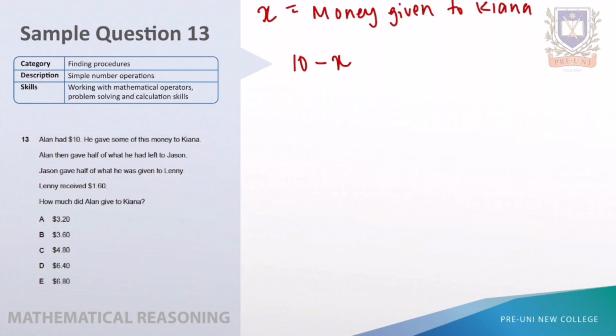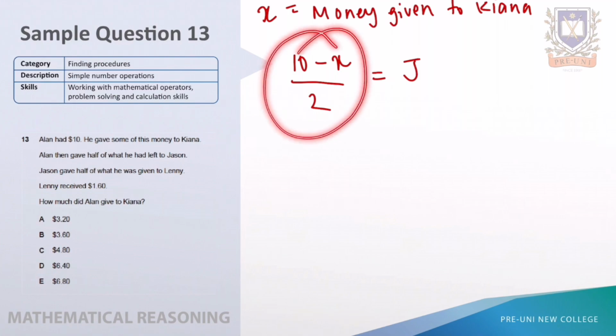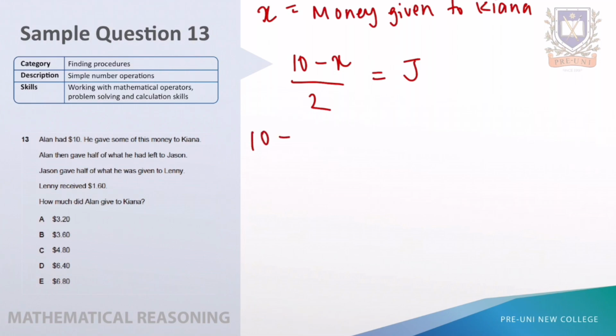Then we are told that he gave half of what he had left to Jason. So this is what he had left, and he gave half of it to Jason. So let's have J for Jason there. So that's Jason's value of what he got. And then from there, he gave half to Lenny. So Jason gave half of what he was given to Lenny.